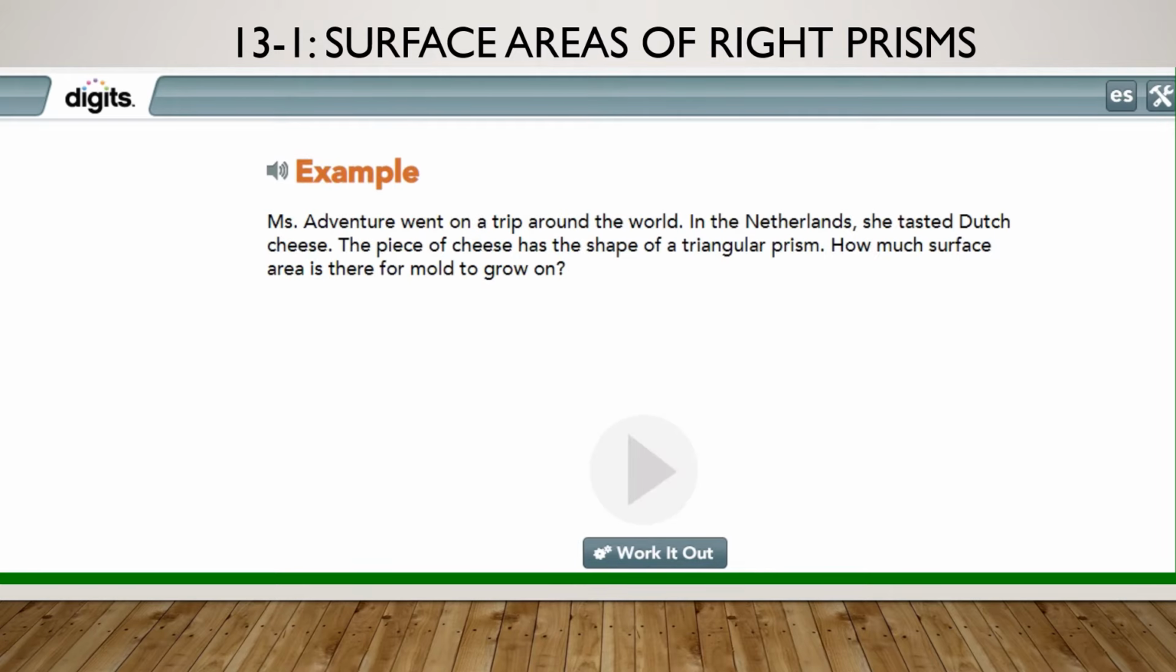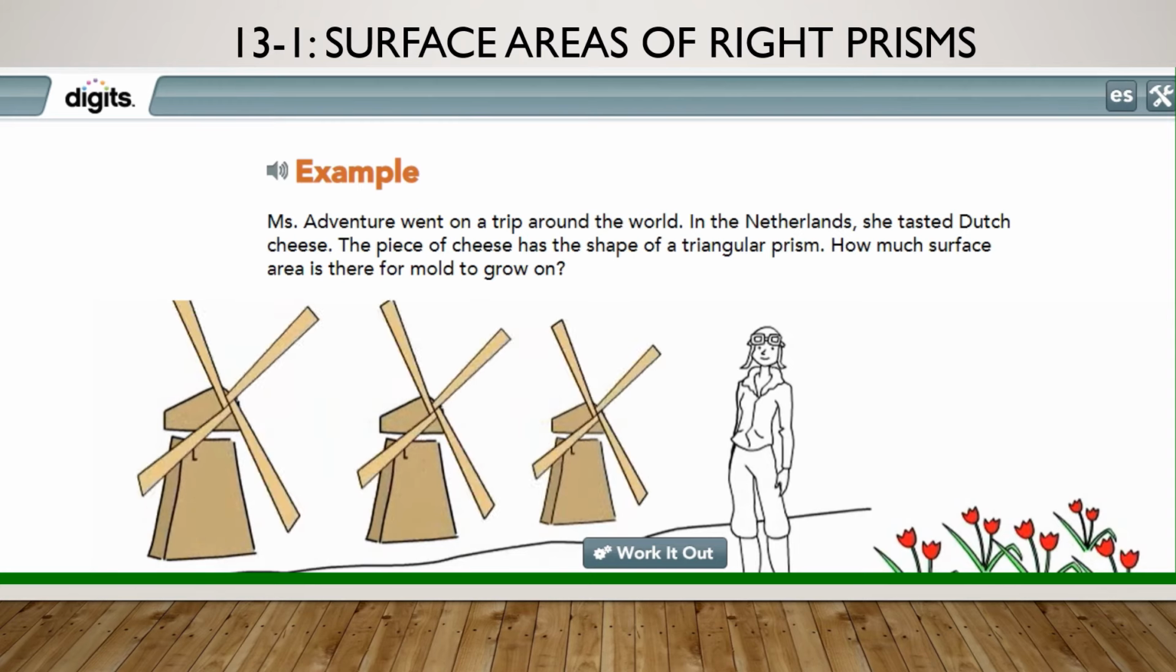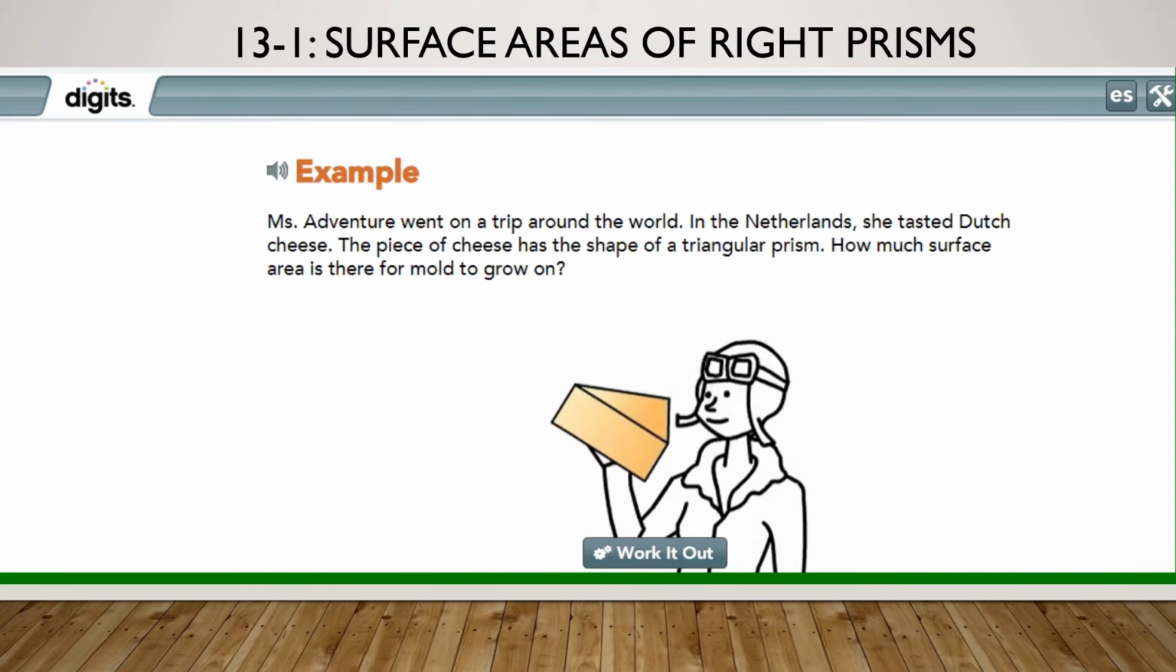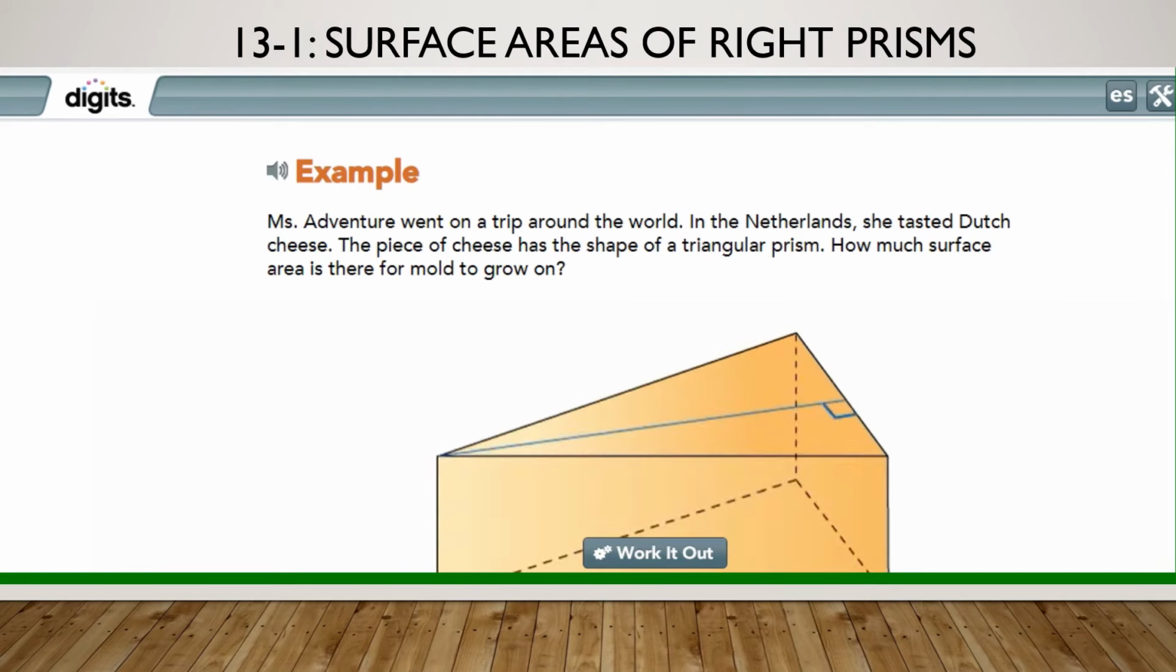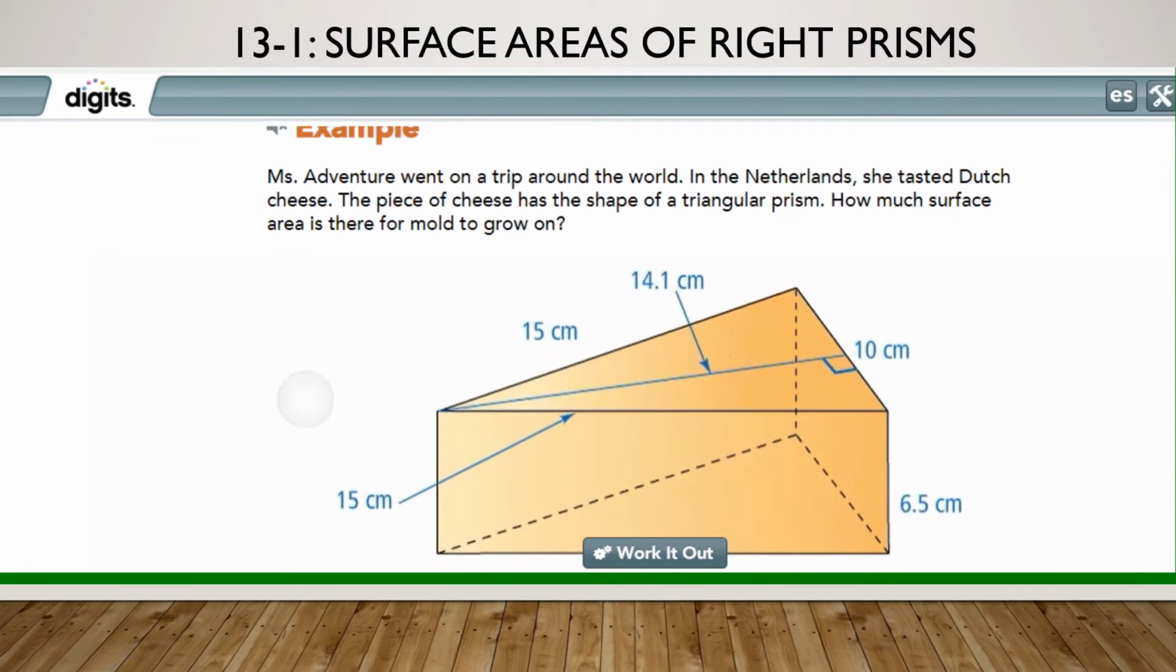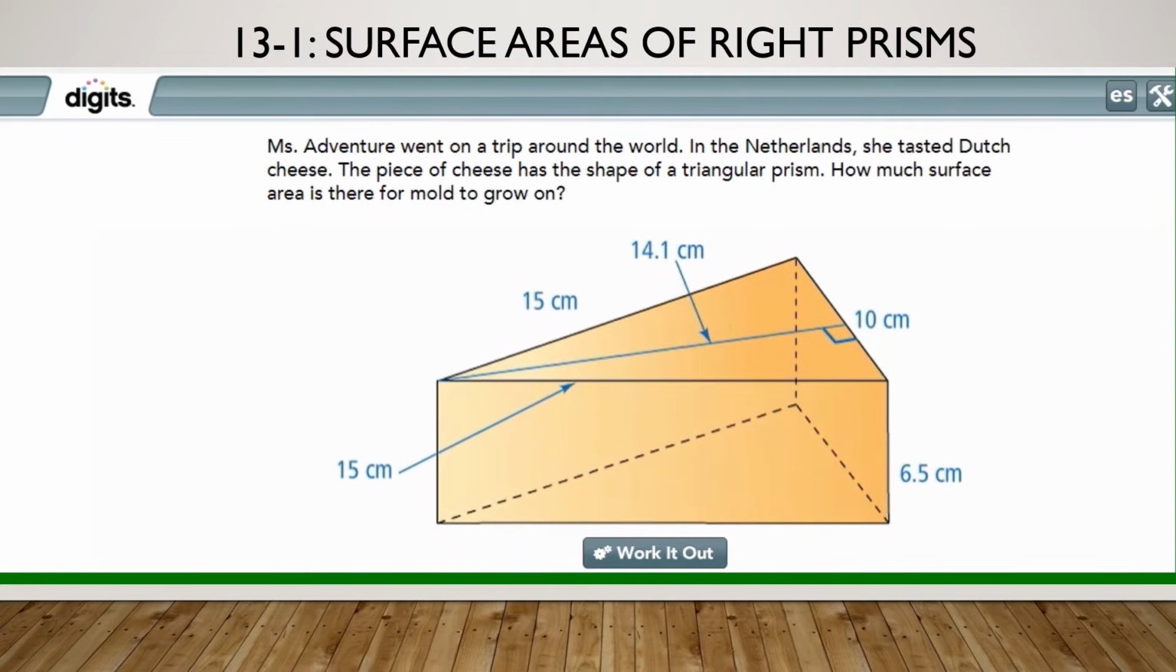Part 2, example. Ms. Adventure went on a trip around the world. In the Netherlands, she tasted Dutch cheese. The piece of cheese has the shape of a triangular prism. How much surface area is there for mold to grow on?